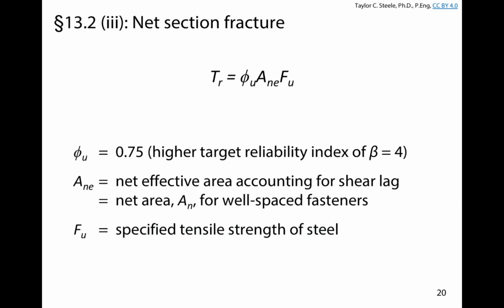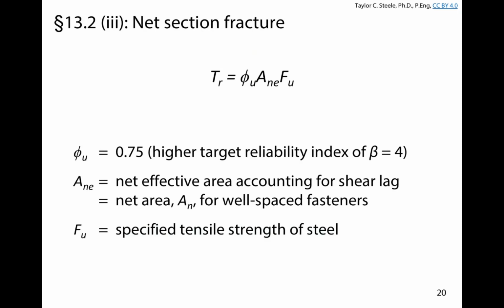Why would we be targeting a higher reliability index for a failure mode like net section fracture? Why is that important? What does high reliability index mean? Lower probability of failure, right? It's a Z-score. The bigger Z is, the smaller the probability of failure is. And so we want brittle failure modes to have a lower probability of occurring. And so we're going to target a higher reliability index. That means we're going to reduce the resistance even more to provide that smaller probability.